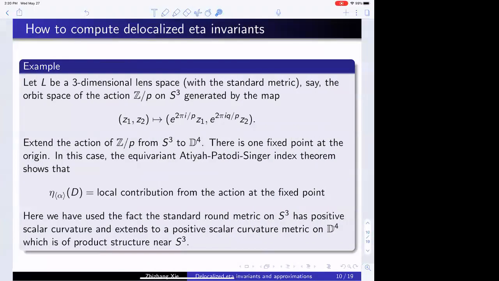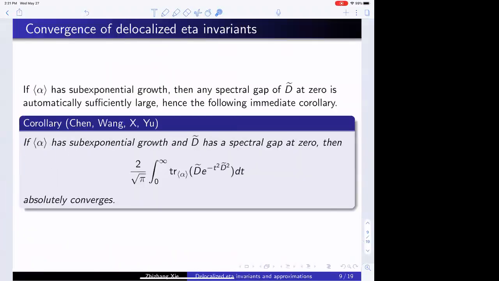All right, so great. Now we have a formula, and we know in some situations this delocalized eta invariant is well defined and absolutely convergent. And of course, there are other situations where this is absolutely convergent, for example if you have some smooth dense subalgebra of the reduced C*-algebra and so on and so forth. But since that's not the main focus of this talk today, let me just move on.